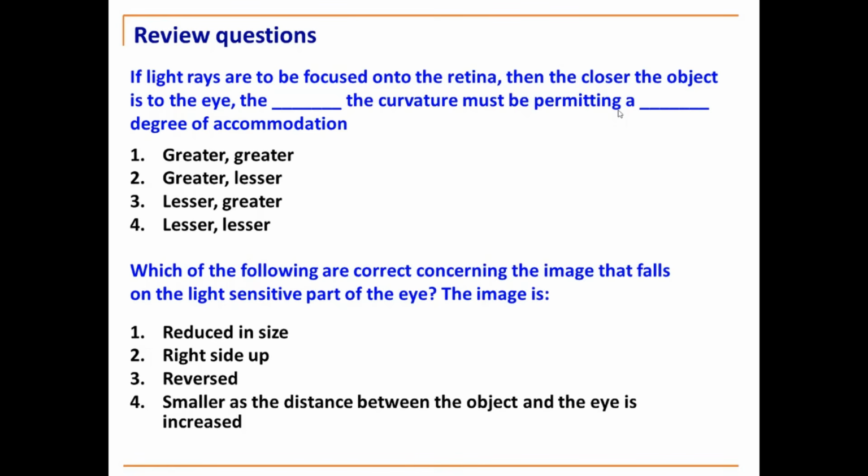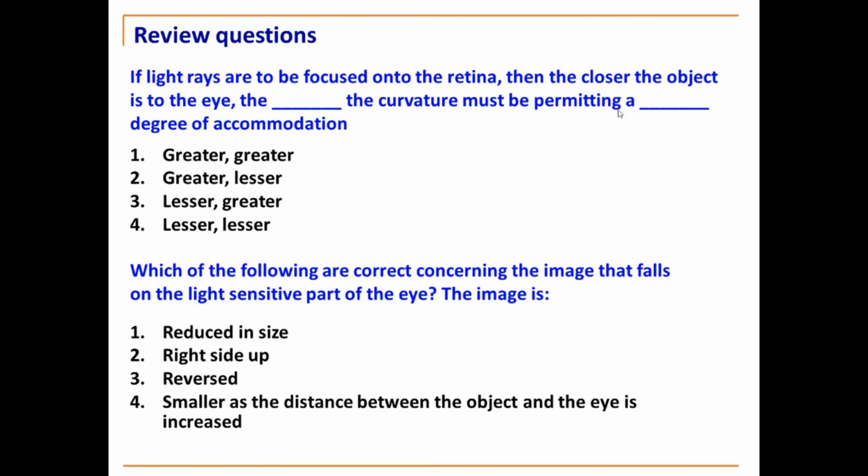So if light rays are to be focused onto the retina, then the closer the object is to the eye, the blank the curvature must be, permitting a blank degree of accommodation. Which is the correct answer? Hopefully you got number 1. If light rays are to be focused onto the retina, then the closer the object is to the eye, the greater the curvature must be, permitting a greater degree of accommodation.